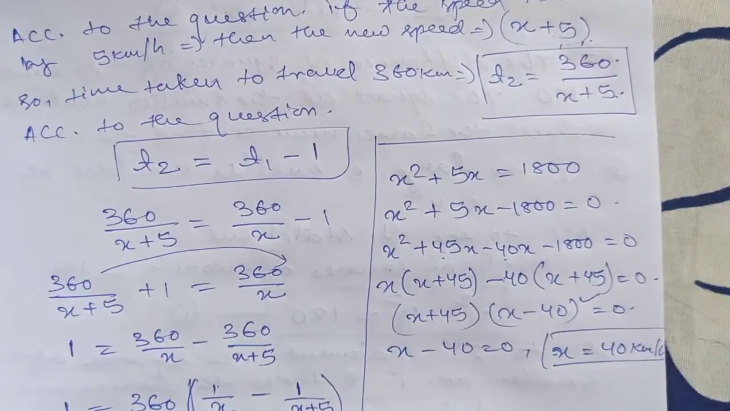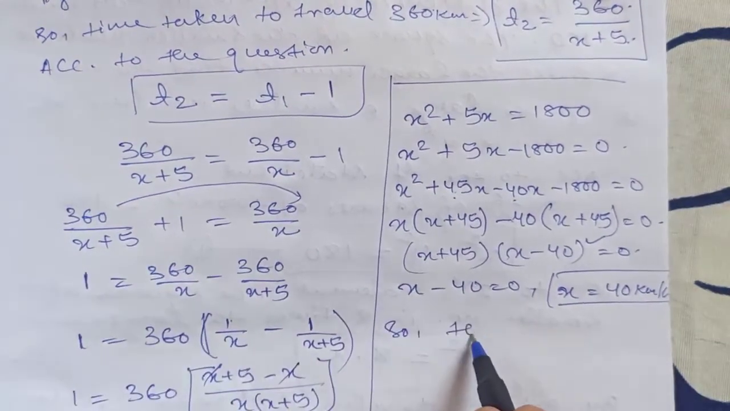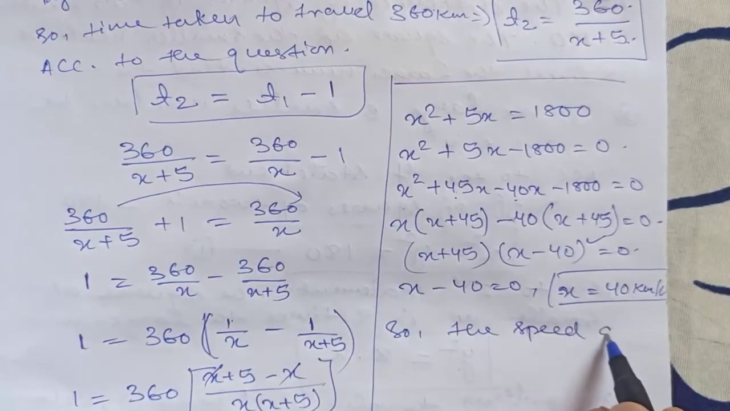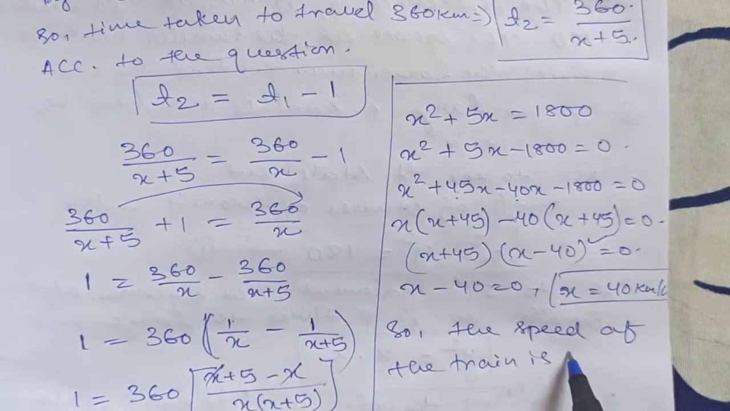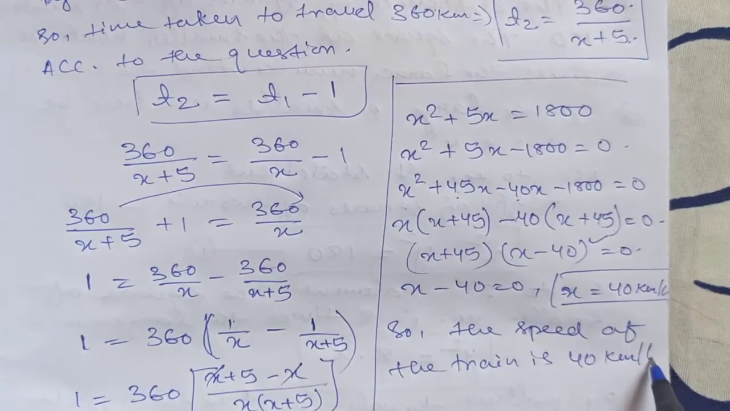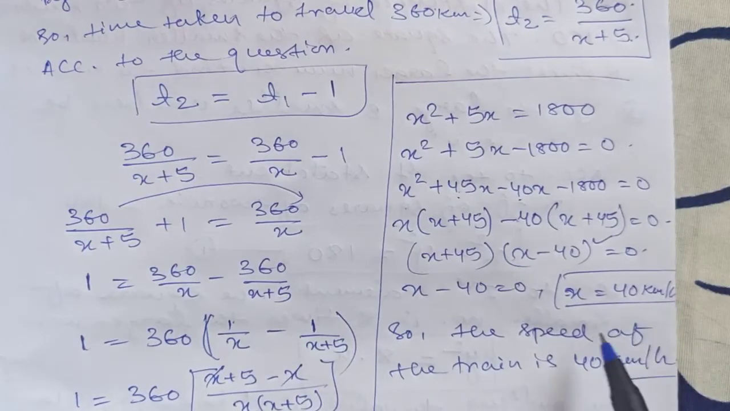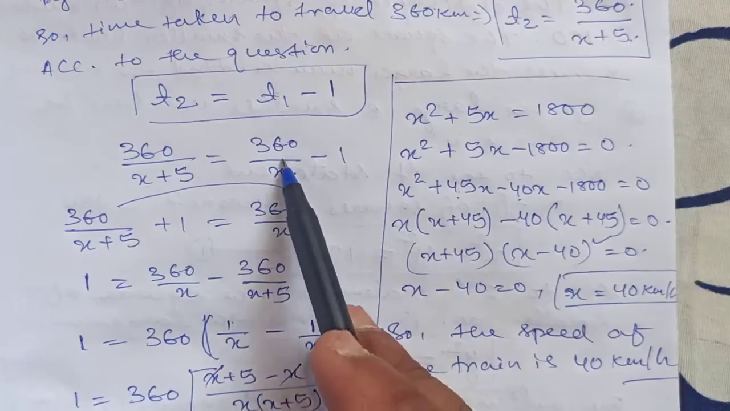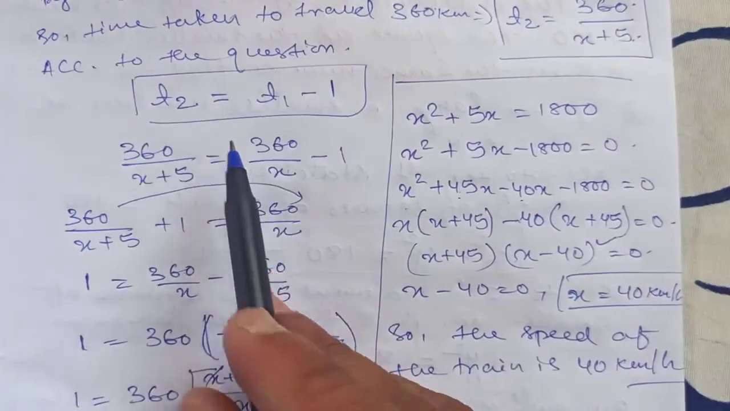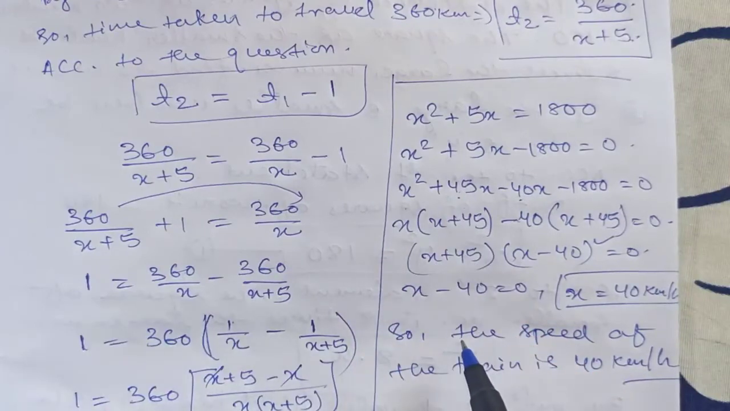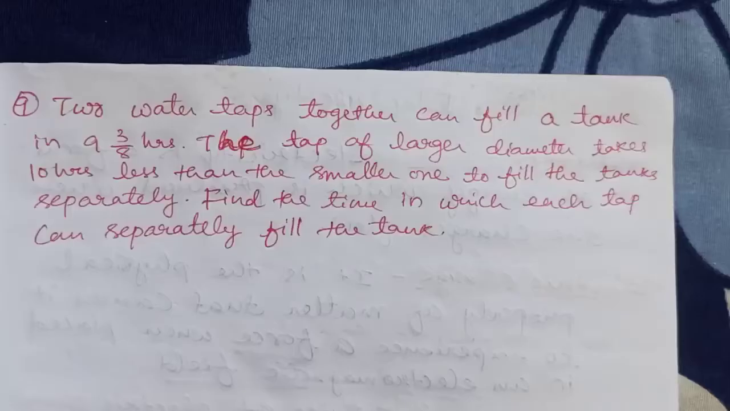Okay, so the speed of the train is 40 km per hour. With this speed the train is traveling to cover the distance of 360 km. Okay, so by relating the time from both the situations, you can easily find the answer. Okay, next question. Now question number 9.